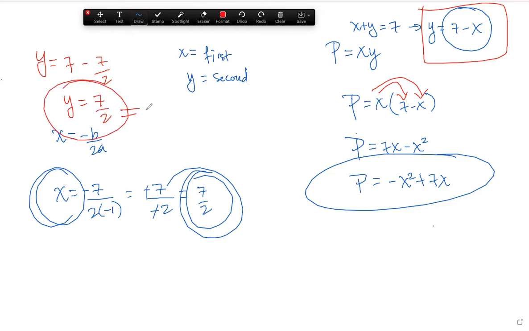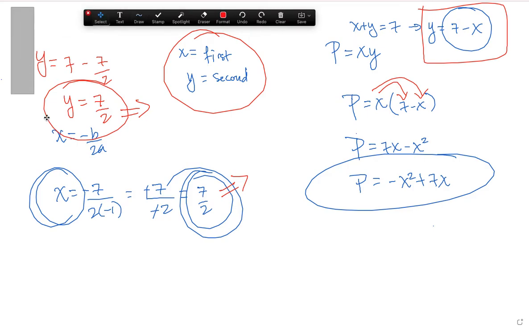So it's just the question made them the same number, and that's perfectly fine. Don't panic if that happens on your question also. So both of the numbers are 7 over 2 that maximize the product given that their sum is 7. Make sense? Yeah. Okay, cool.